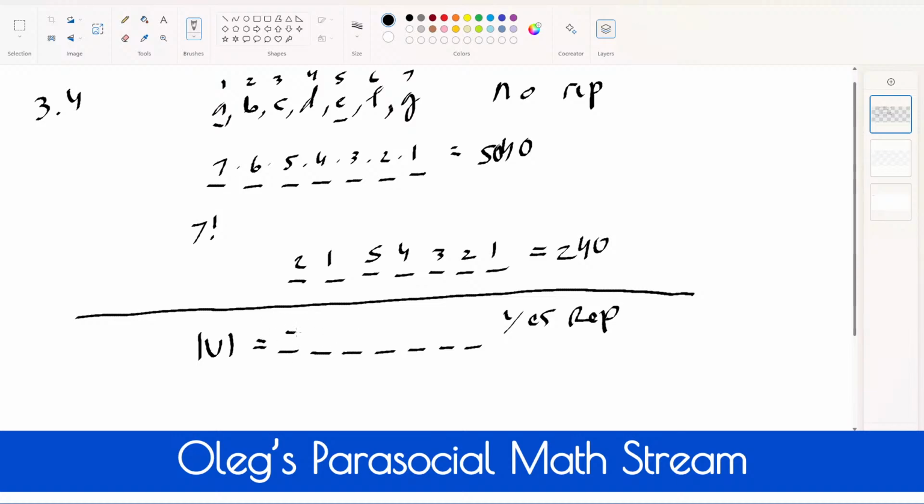So we know that the first option is 7. There's 7 letters. We can go with anything. This is all possible combinations. 7, 7 repetitions allowed, 7 again, 7, 7, and 7. All right. So 7.